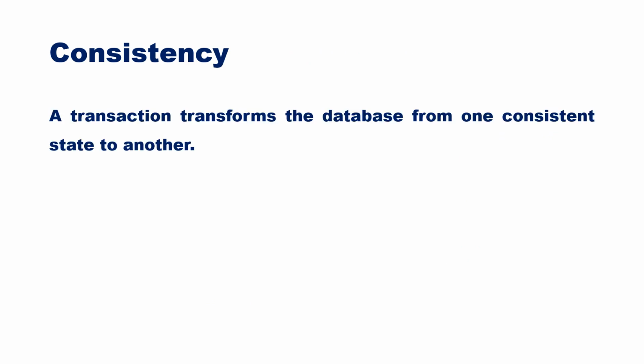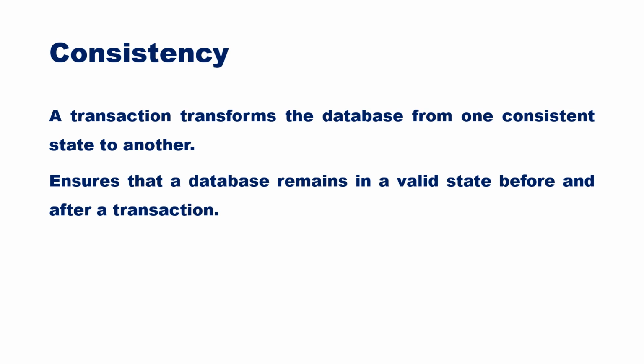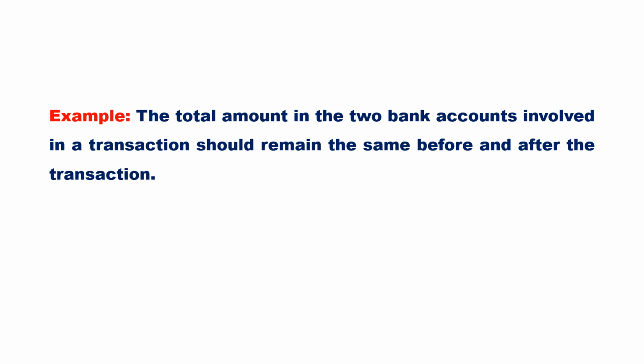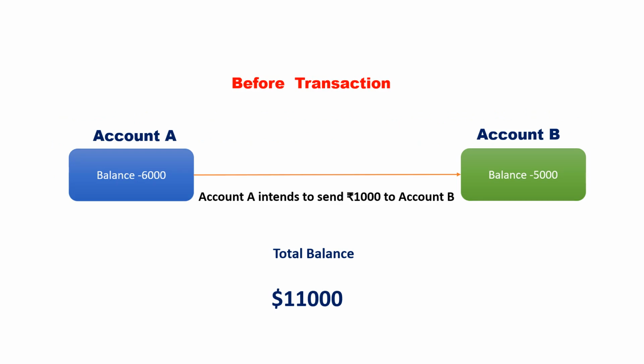Next is consistency. Consistency ensures that a transaction transforms the database from one consistent state to another. It ensures that a database remains in a valid state before and after a transaction. For example, the total amount in the two bank accounts involved in a transaction should remain the same before and after the transaction. Before the transaction, account A has $6,000 and account B has $5,000. So the total is $11,000.